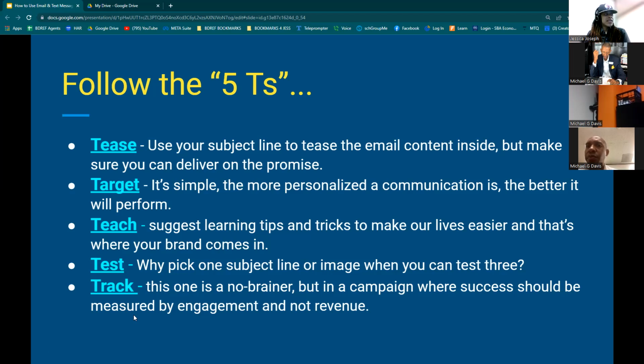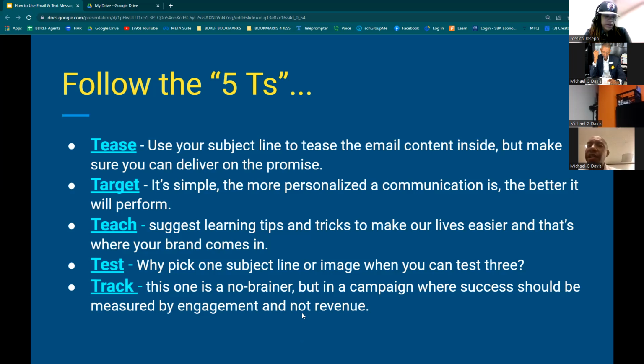All right. The last T is track. This one is a no-brainer, but in a campaign, success should be measured by engagement and not revenue. So your analytics, and keeping up with who's opening, who's not opening, are my campaigns effective? And I know, Mr. Davis, you're big on this. I learned quite a bit about tracking your campaigns from you. Could you speak to that?